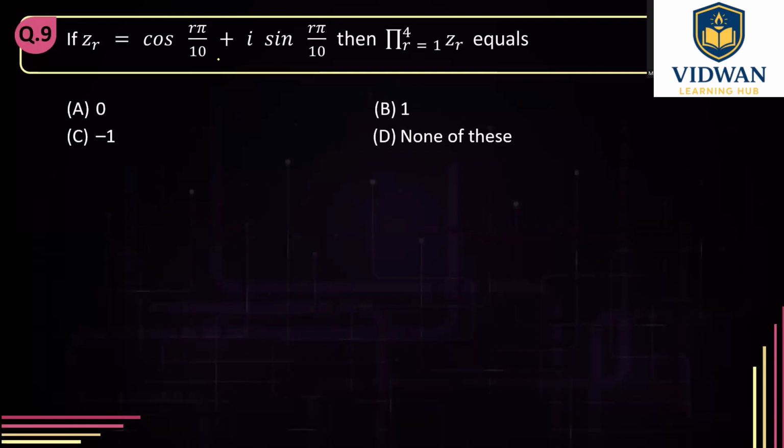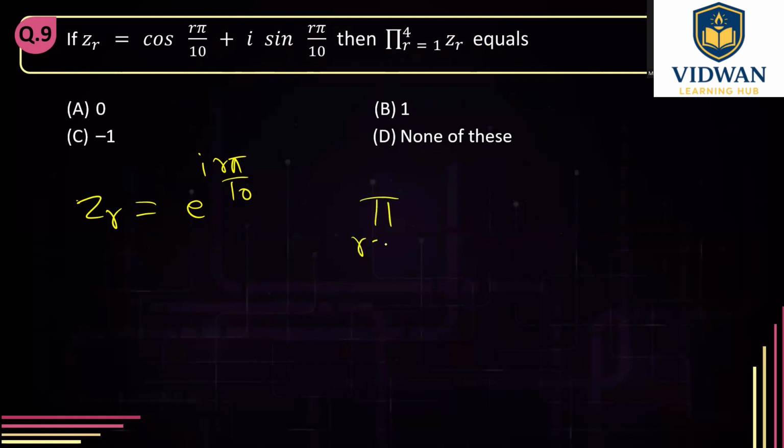So you are given the complex number Z_r and you need to find a product like this. First thing, Z_r is cos(r pi by 10) plus i sin(r pi by 10). So it's in the form of cos theta plus i sin theta. In Euler's form, you can write e power i theta. Why am I writing in Euler's form? Because it is usually easy to multiply and divide in Euler's form.